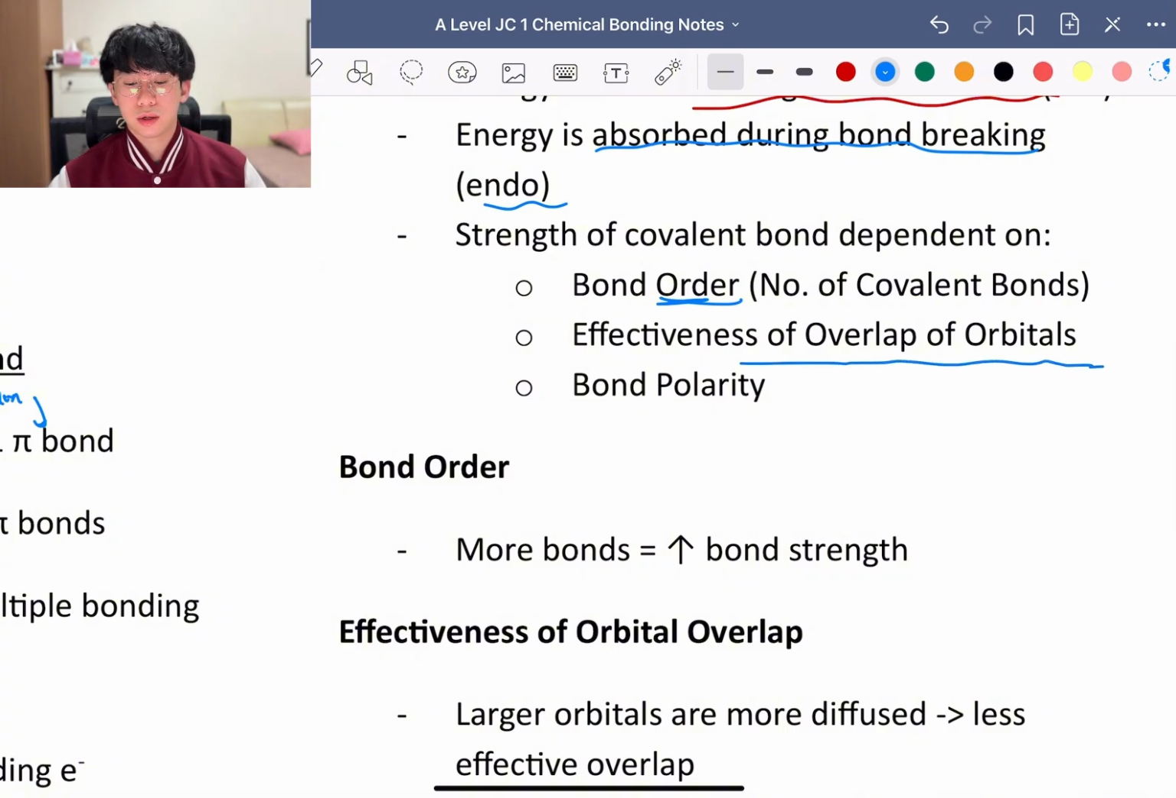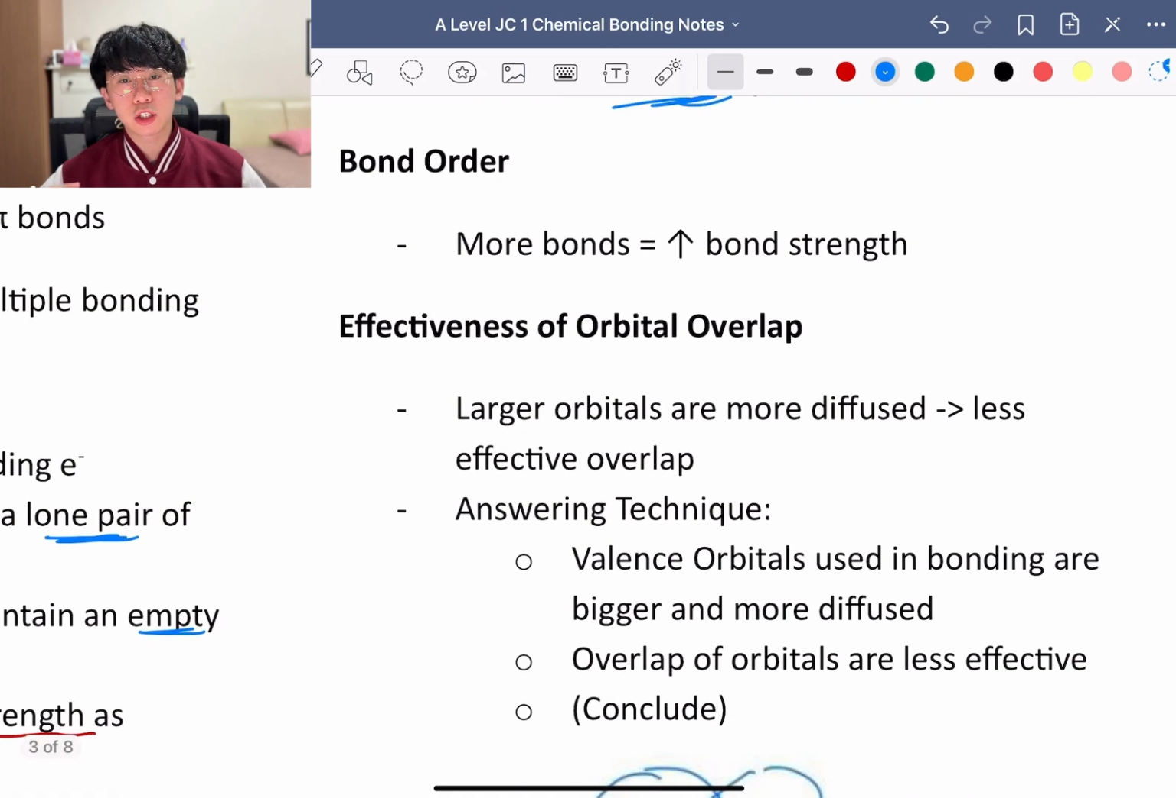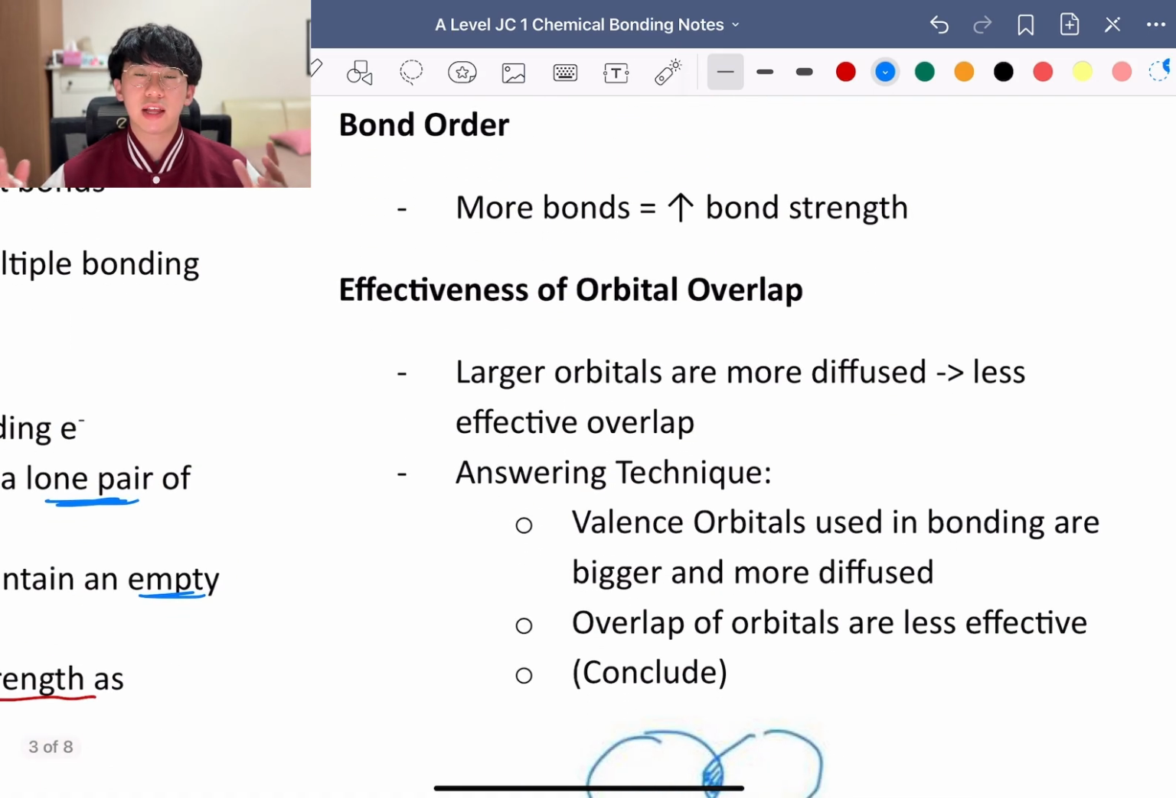So going to each of them, bond order means if there are more bonds, there's a greater strength. And this makes sense because when you have more bonds, you have to break each and every single one of the pi bonds and also the sigma bond, which will be there. And the more bonds you have to break, it generally means that you need more energy.